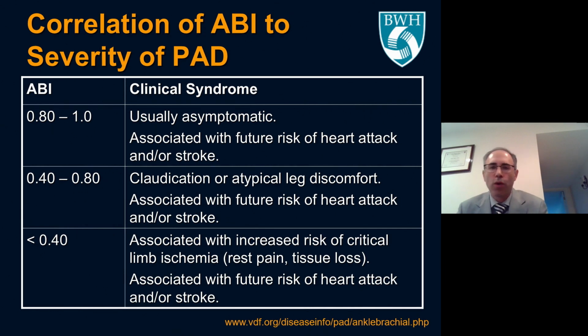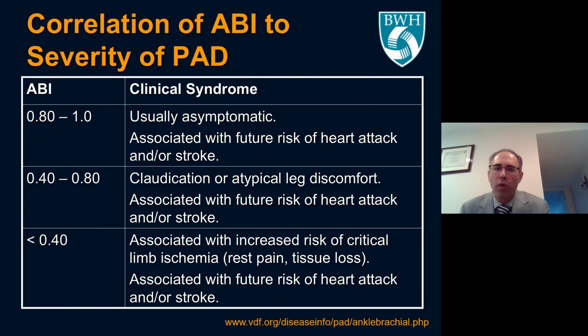And when we look at the correlation of ABI to the severity of PAD, I'll tell you, no matter what the ABI is, if it's abnormal, that correlates with a future risk of heart attack and stroke. So that's true for all of these abnormal ABI levels.